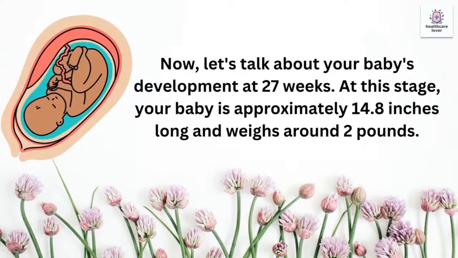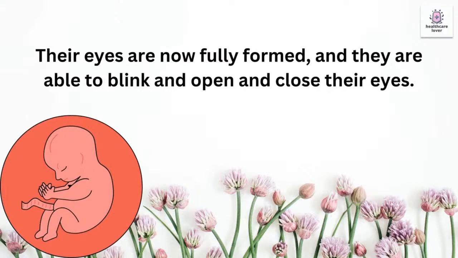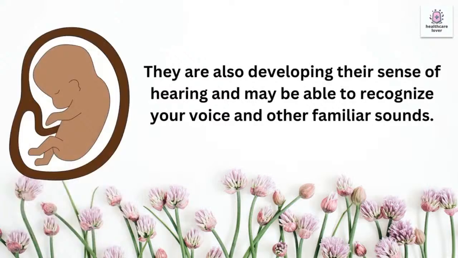Now, let's talk about your baby's development at 27 weeks. At this stage, your baby is approximately 14.8 inches long and weighs around 2 pounds. Their eyes are now fully formed, and they are able to blink and open and close their eyes. They are also developing their sense of hearing and may be able to recognize your voice and other familiar sounds.